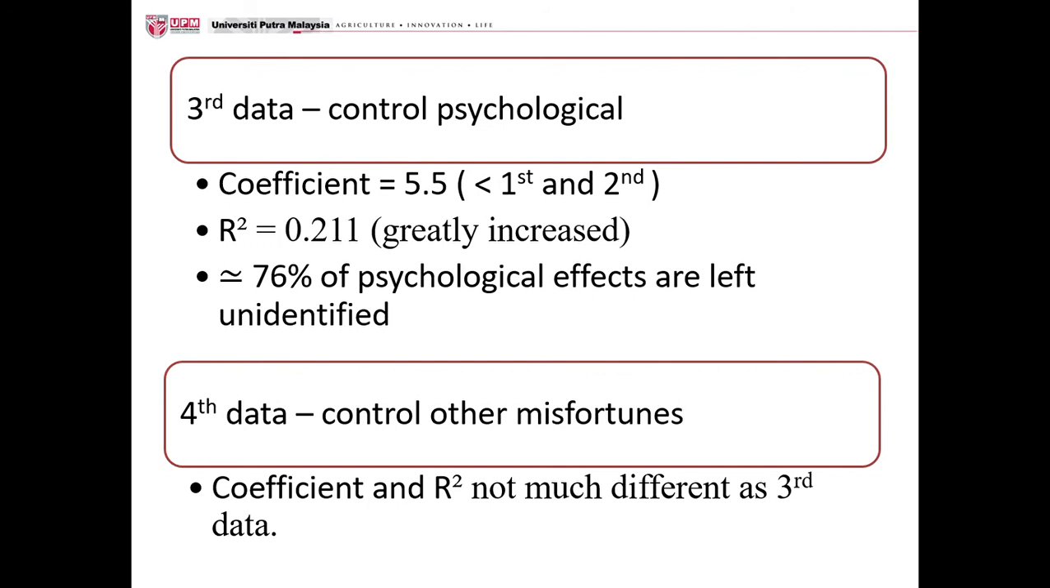unable to give positive evidence. And for the fourth data, we control the other misfortune, but the coefficient and the R square value are also not much different from the third data. So we can conclude that for all these factors, which are school bullying, the socioeconomic, the psychological, and other misfortune, school bullying gives a greater impact on the respondent's support for redistribution in the future.